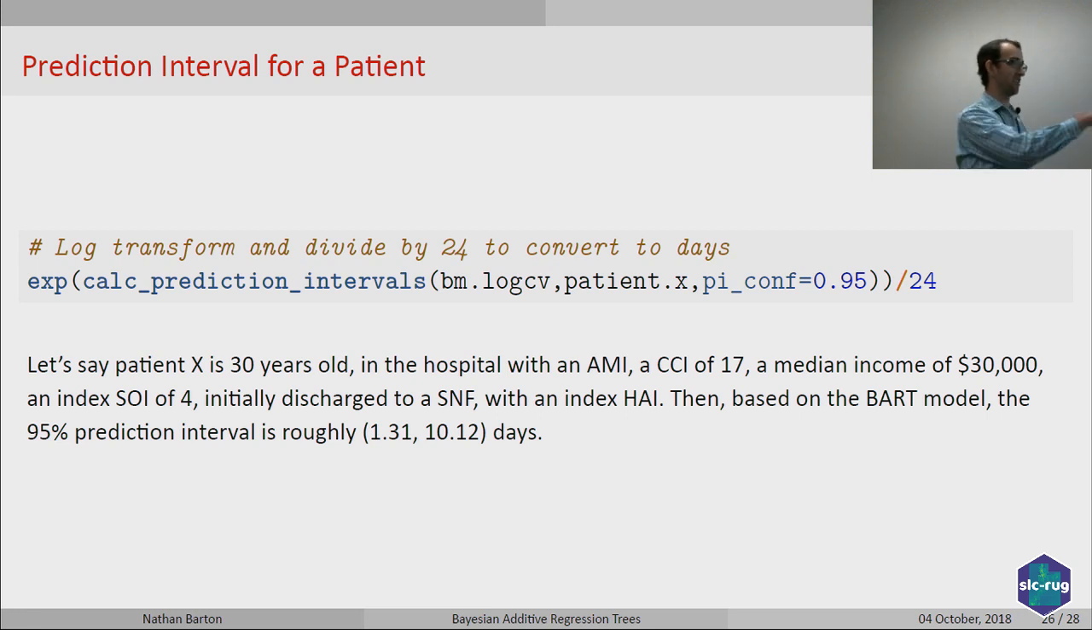So this is kind of based on social determinants of health and the health status of the patient, someone who's very sick. And in this case, a 95% prediction interval for how long we would expect the patient to stay is 1.3 to 10.1 days. Pretty wide range for that specific case.